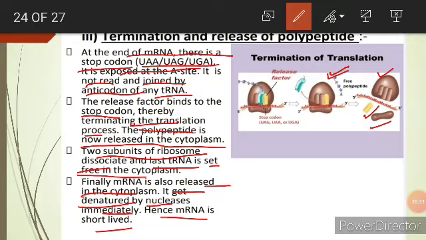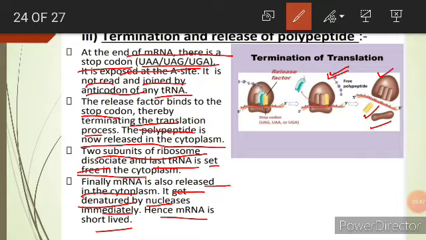The mRNA is also released in the cytoplasm, and it gets degraded by nucleases immediately, so this mRNA is short-lived. So now this is about the termination.